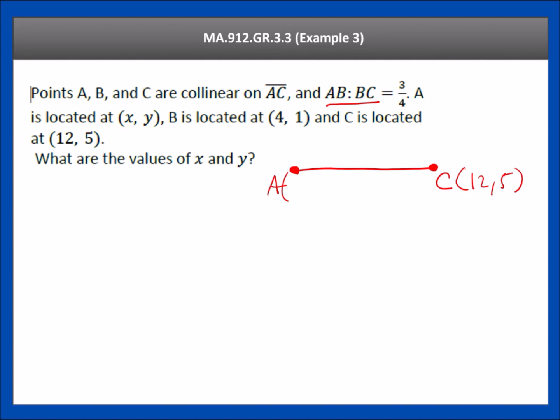We don't know the coordinates of A, but we know that B is located such that from A to B is closer than it is from B to C, right? So it's a 3-to-4 ratio. That means B is closer to A than it is to C. There's my 3-to-4 ratio from AB to BC.